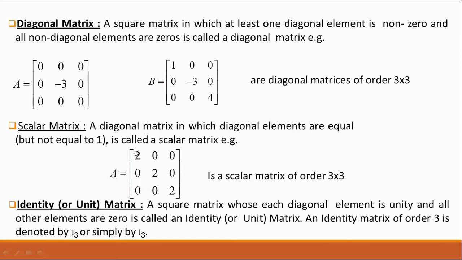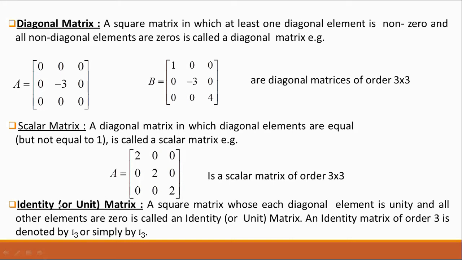If we put equal elements here, then this matrix will be a scalar matrix, and if there are different elements, then the matrix will be only a diagonal matrix. But now this matrix is a diagonal matrix, and also a scalar matrix.